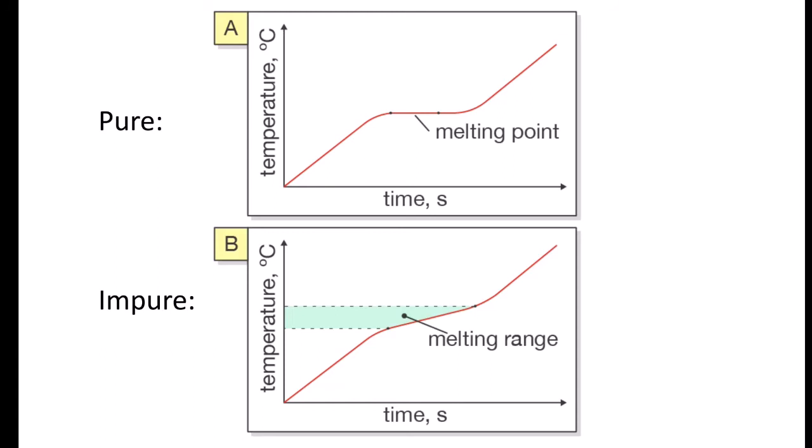By the way, the melting point indicates purity. A pure substance will only have one value for the melting point. If impure, you will get a range instead.